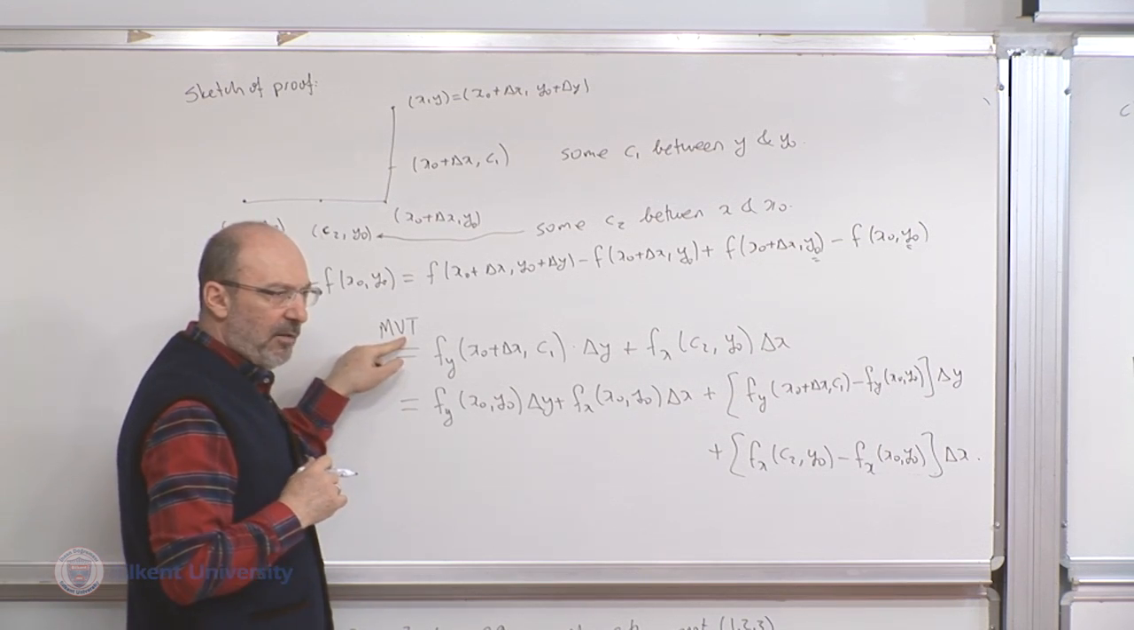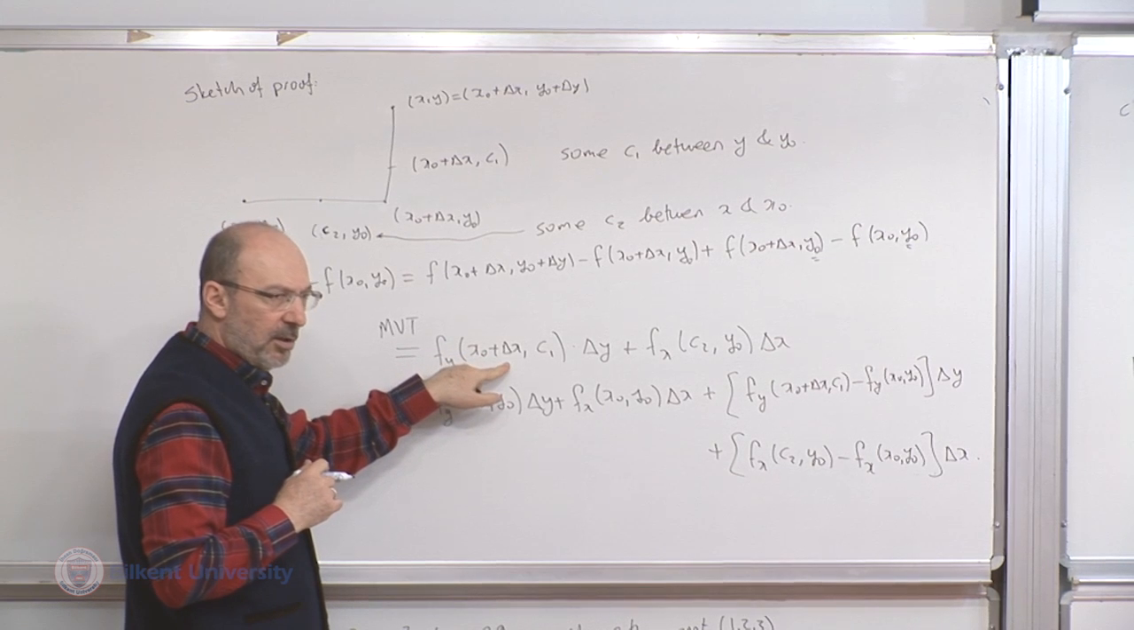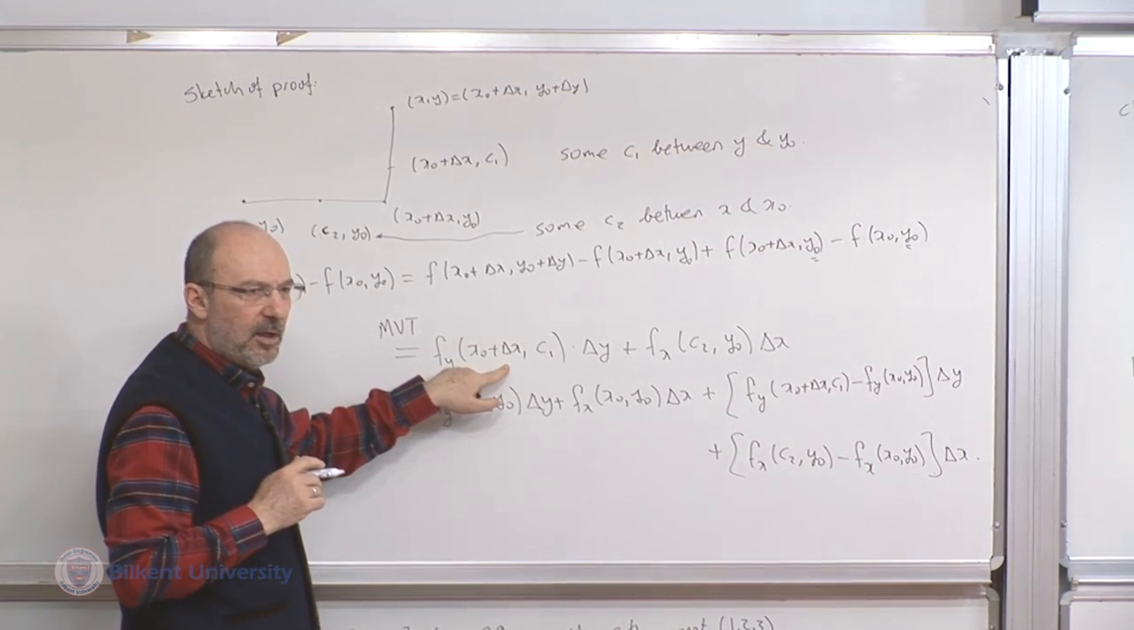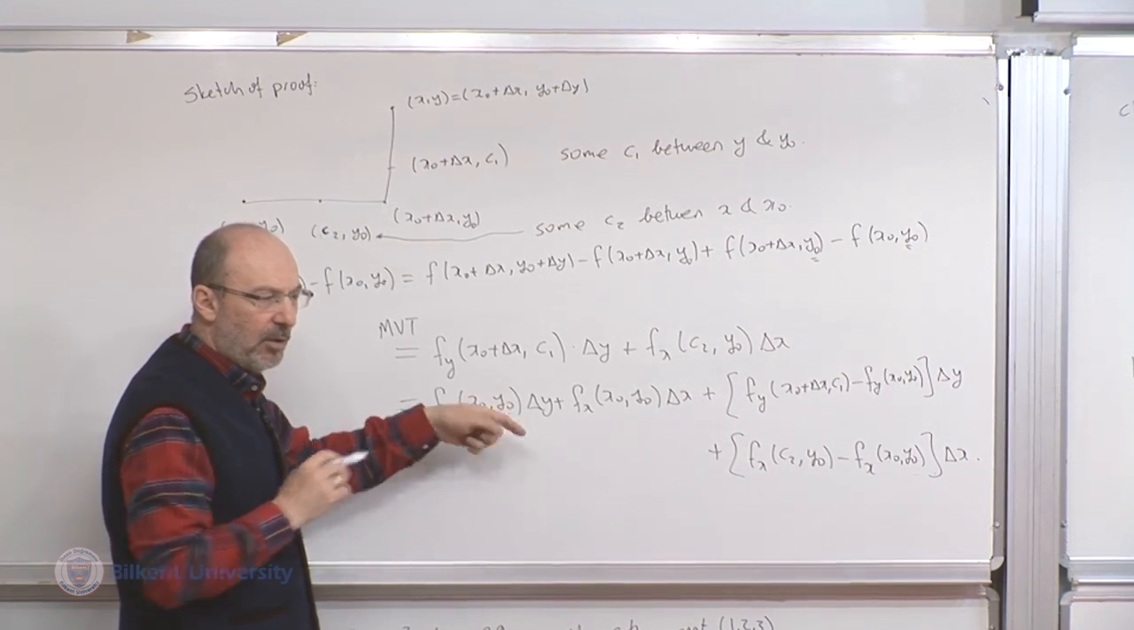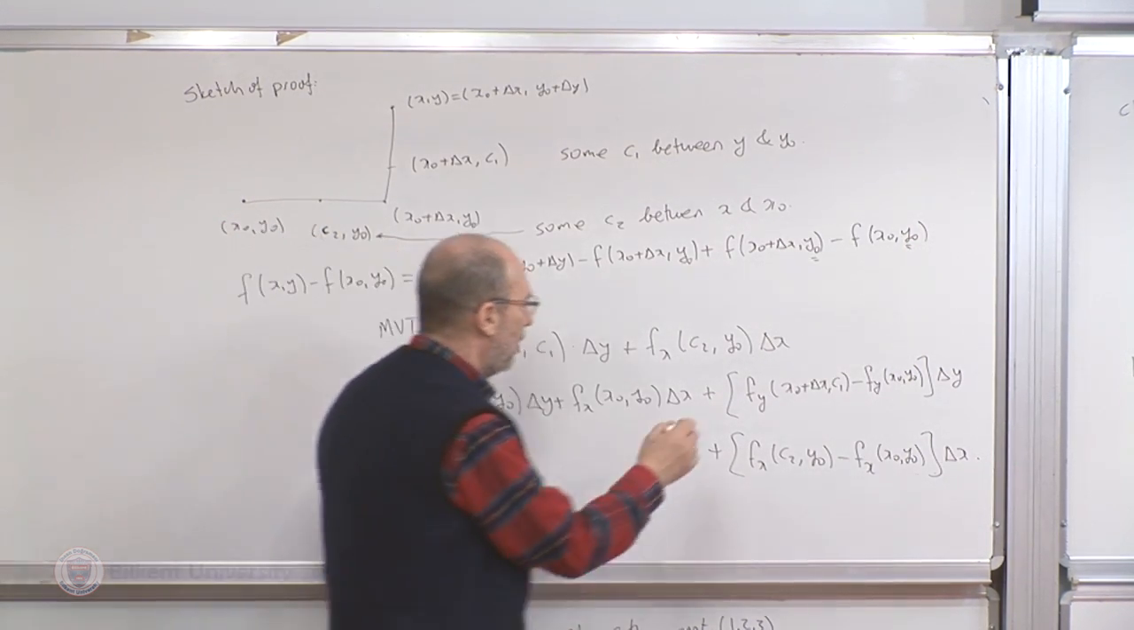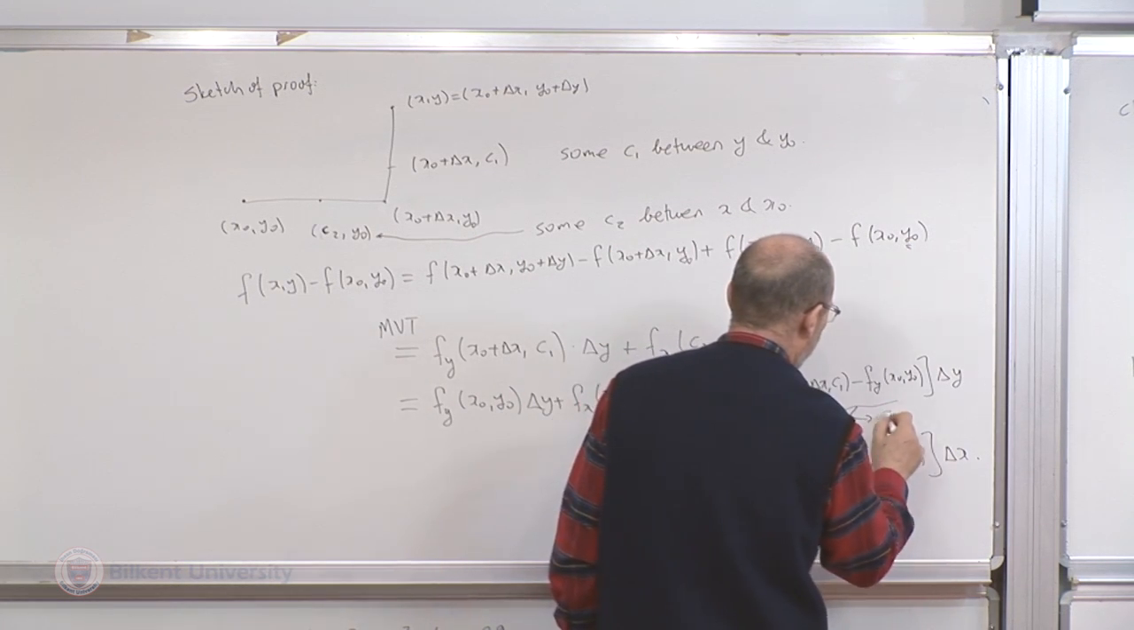By applying the mean value theorem, I obtained this. This looked like what I wanted, but it's not exactly what I want. I want this one, so I write what I want and I subtract what I want. I just regroup these things. Now call this epsilon 1.